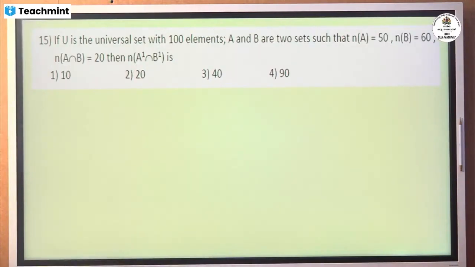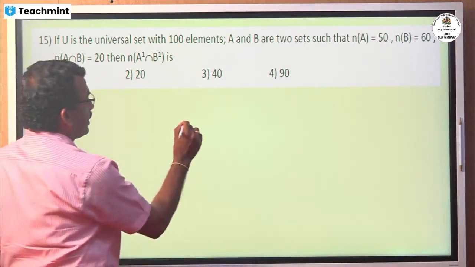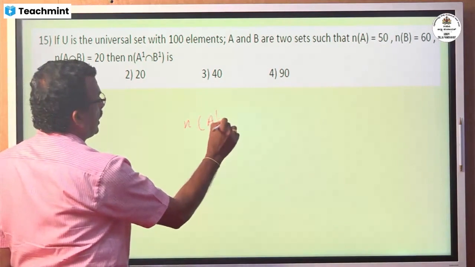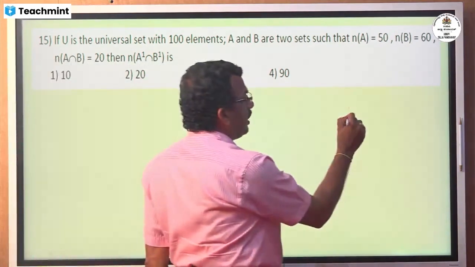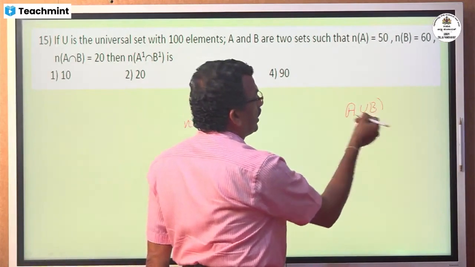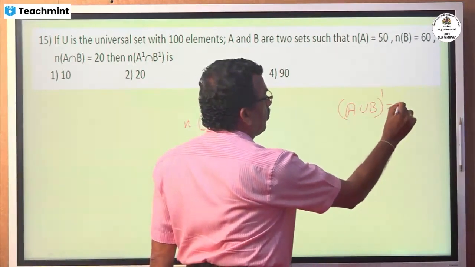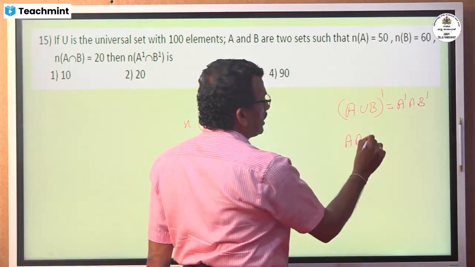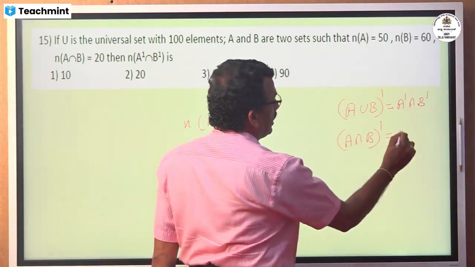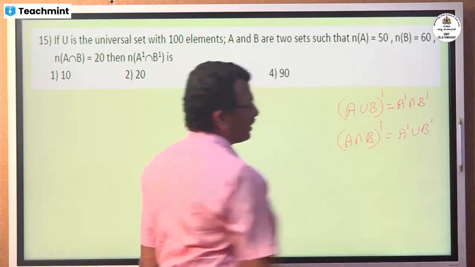If U is the universal set with 100 elements, A and B are the two subsets of that one with n of A equal to 50, n of B equal to 60, n of A intersection B equal to 20. Then n of A dash intersection B dash is, as you know, a component of De Morgan's law. De Morgan's law ಅಂತ ಹೇಳಿಕೊಟ್ಟಿದ್ದಾರೆ ಫಸ್ಟ್ PUC ಅಲ್ಲಿ. A union B whole dash is A dash intersection B dash. A intersection B whole dash is A dash union B dash.